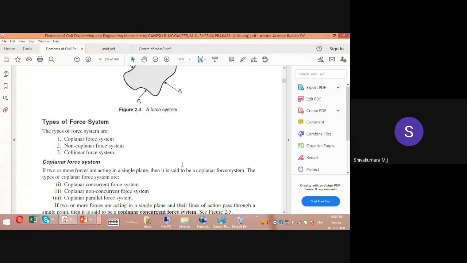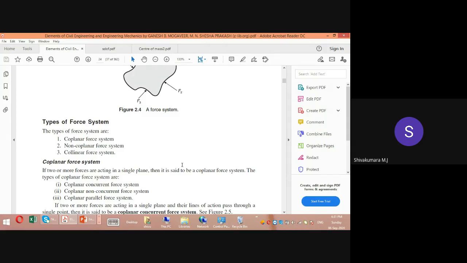What do you mean by system? System means more than a single force. Whenever we say system of forces, it means more than a single force. If there is more than a single force acting on a body, you can call that a force system. We can't call a single force a force system. More than a single force means that is a system of forces. So different types of force systems are there.